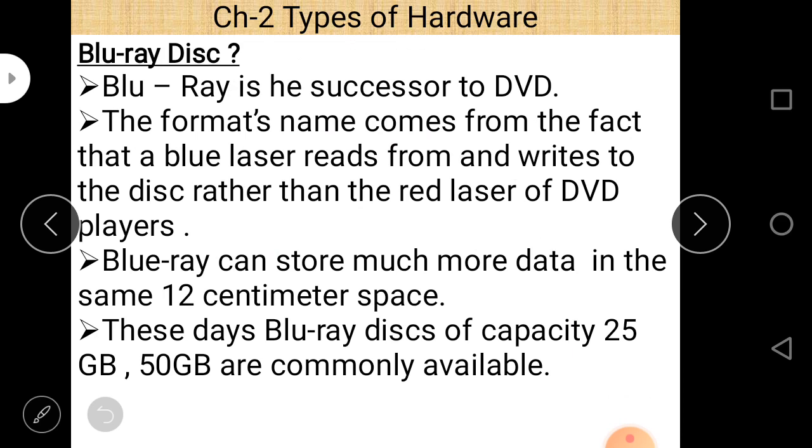But there is a big difference as far as price is concerned. But when we compare, the storage size is much higher than that of DVD. So that's why they are called the successor to DVD. Blu-ray disc is the successor to DVD. Remember the size, 25 GB to 50 GB, and the physical size is the same, 12 centimeter.